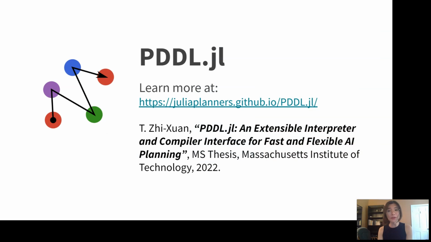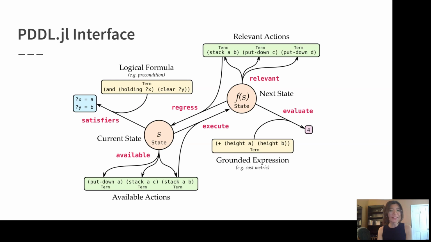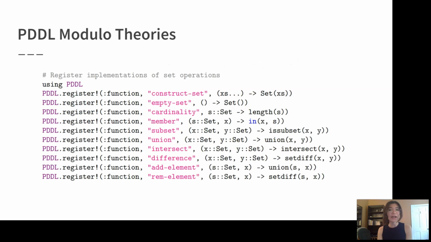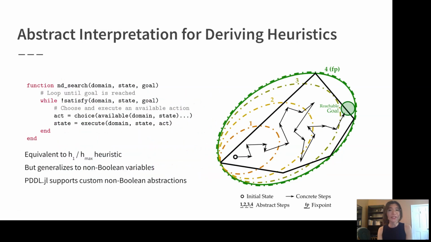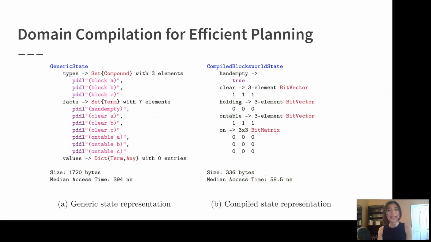So that was a brief overview of PDDL.jl, its architecture, and its applications. If you'd like to learn more, I encourage you to check out the documentation online, or this master's thesis if you want more technical detail. There you'll find many other details, such as a description of the API that PDDL.jl exposes, how you can extend PDDL.jl to support new semantics, how PDDL.jl's support for abstract interpretation can be used to derive planning heuristics, and how you can use the PDDL.jl compiler to drastically speed up planning algorithms.